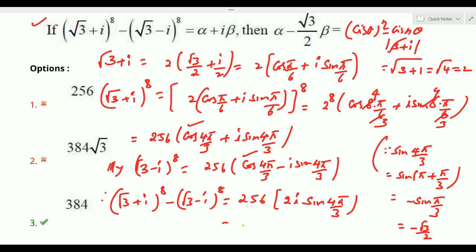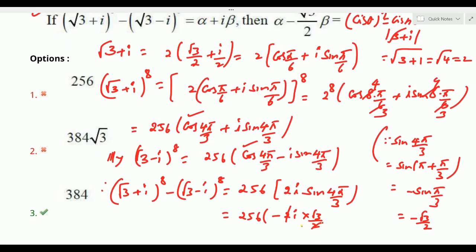Therefore, this resultant is 256 times minus 2i into root 3 by 2. The 2 cancels. Okay, now what is left over? This is clearly minus 256 into root 3 times i. Then we have to compare with alpha plus i beta. So comparing with alpha plus i beta, alpha value is 0, beta value is minus 256 root 3.